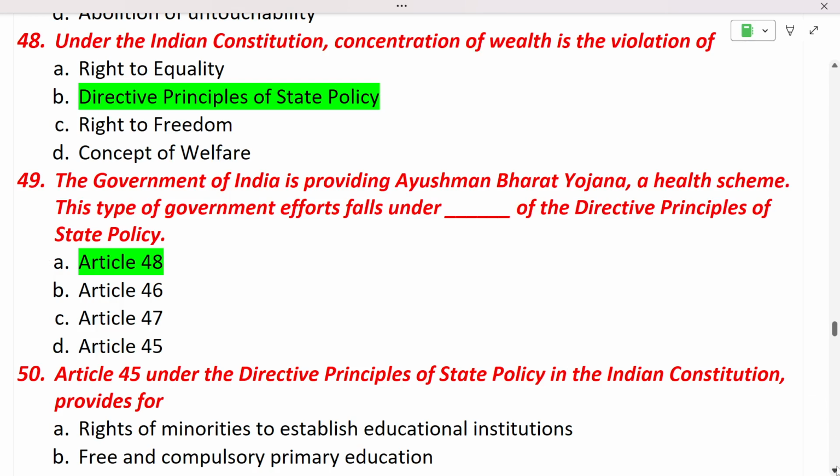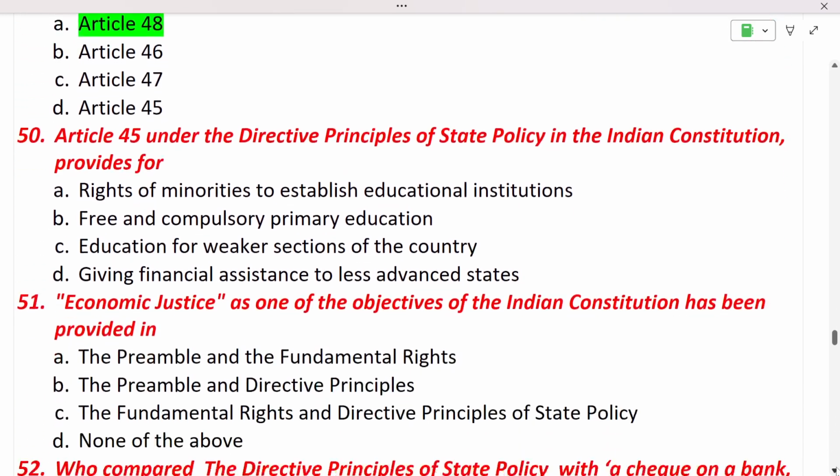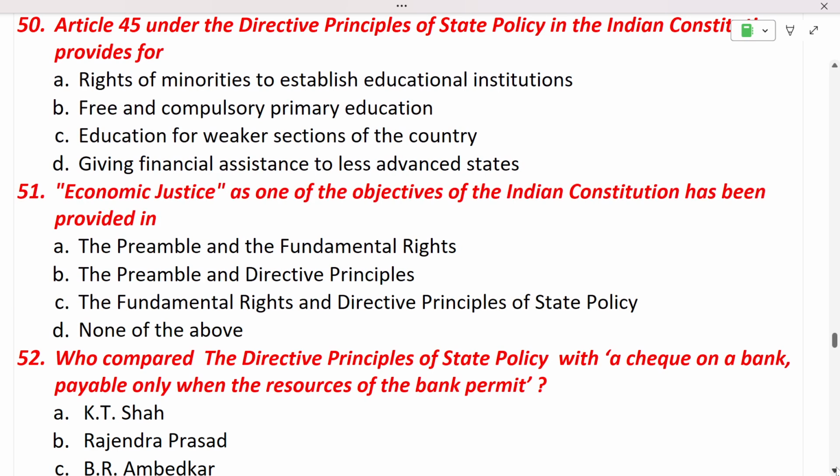Next, question number 50. Article 45 under the DPSP in the Indian Constitution provides for option A, rights of minorities to establish educational institutions, option B, free and compulsory primary education, option C, education for weaker sections of the country, option D, giving financial assistance to less advanced states. So the answer is B.